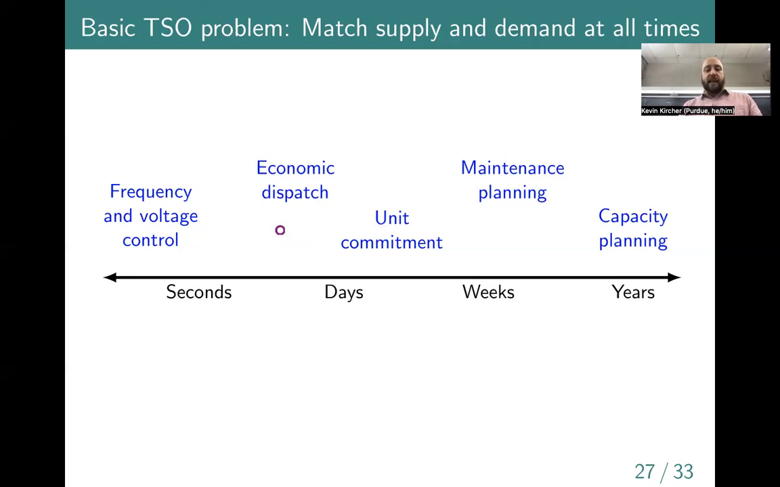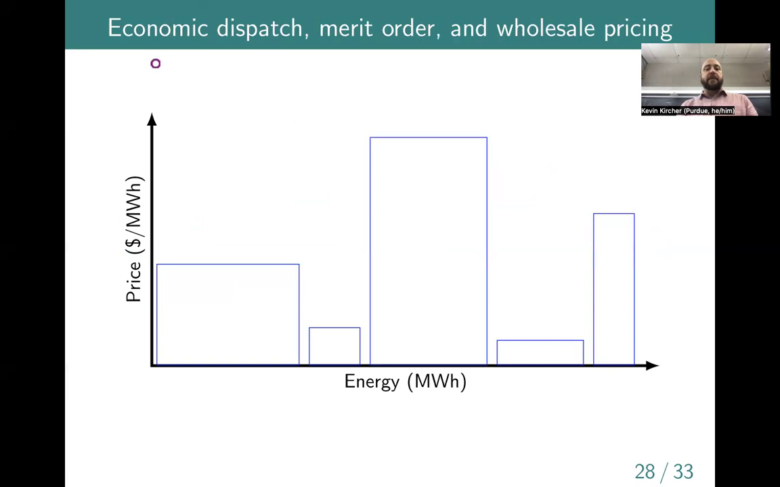Okay, so in this class, it's really this time scale, in the hours to days range, that is most of our focus. So I want to zoom in and talk a little bit about how that economic dispatch problem works. Again, this problem is: you have a number of resources that could be generators, batteries, flexible demand resources that are ready to go, and you want to match supply and demand, looking ahead, say, a day into the future.